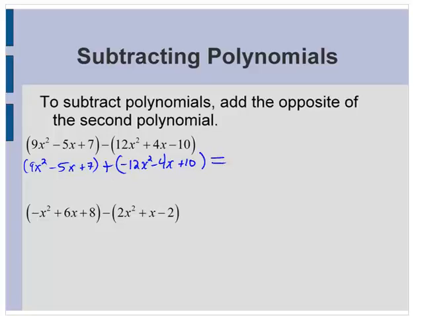Now, since it's addition, I simply combine like terms. 9 plus negative 12, negative 3x squared. Negative 5x minus 4x, minus 9x. Plus 7 plus 10, plus 17. All right, why don't you try the next one on your own?